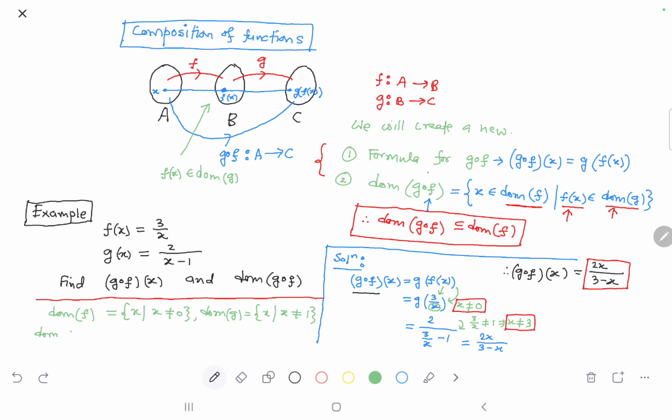Now let me write down the domain by using the definition. So the domain of g composition f consists of those elements from the domain of f. As I told you, you have to take those elements from the domain of f such that f(x) will be inside the domain of g, right?